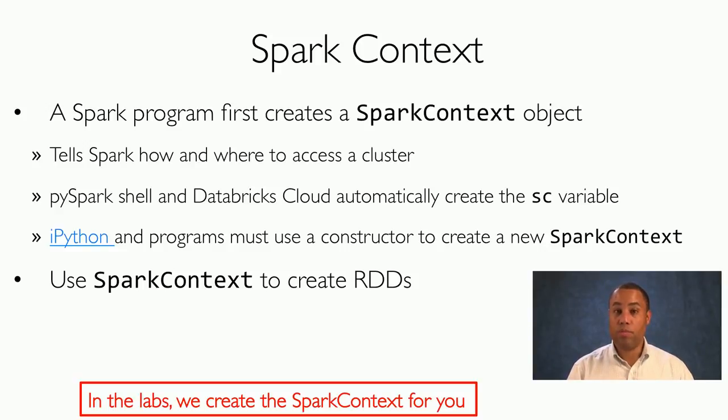The first thing a program does is to create a Spark context object. This tells Spark how and where to access a cluster. The PySpark shell and Databricks Cloud automatically create the sc variable for you. In IPython and other programs, you have to use a constructor to create a new Spark context. You then use the Spark context to create RDDs. As a reminder, in the labs, we create the Spark context for you, so you don't have to worry about it.